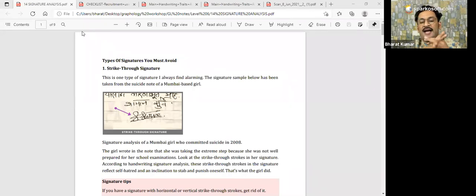14 different types of signature. Very dangerous signatures, and one must avoid these signatures. One must avoid these signatures. These are very dangerous signatures. Check how. Number 1, strike-through signature. Is there anyone who has these kinds of curved lines on their signature?